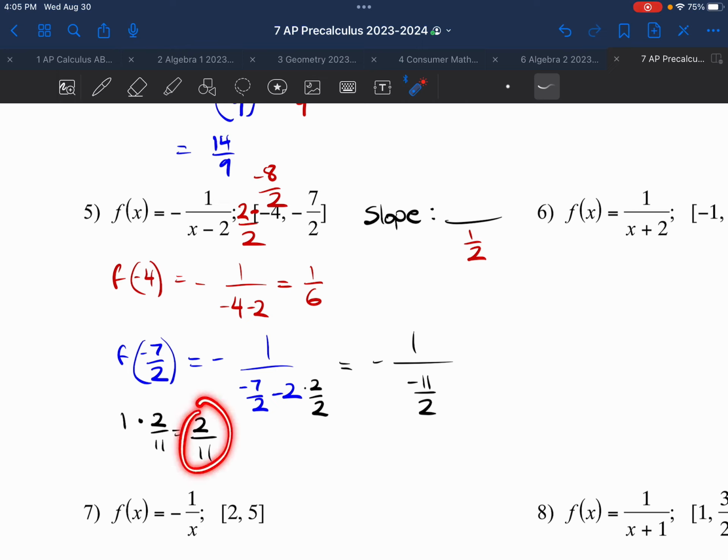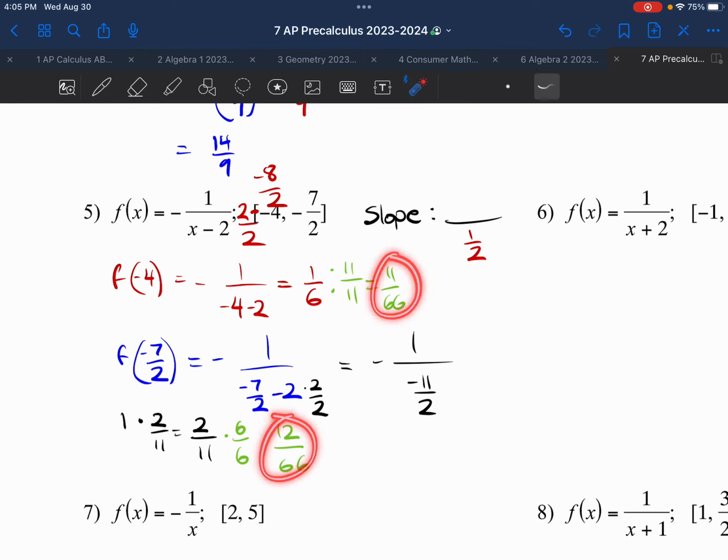The y coordinates are 2/11ths and 1/6, which are not even close to the same fraction, so I'm going to go ahead and change those right now. I'm going to multiply this one by 11 over 11 and this one by 6 over 6, and I'm going to get 11 over 66 and 12 over 66. How much did I move to get from 11/66 to 12/66? I add 1 over 66.